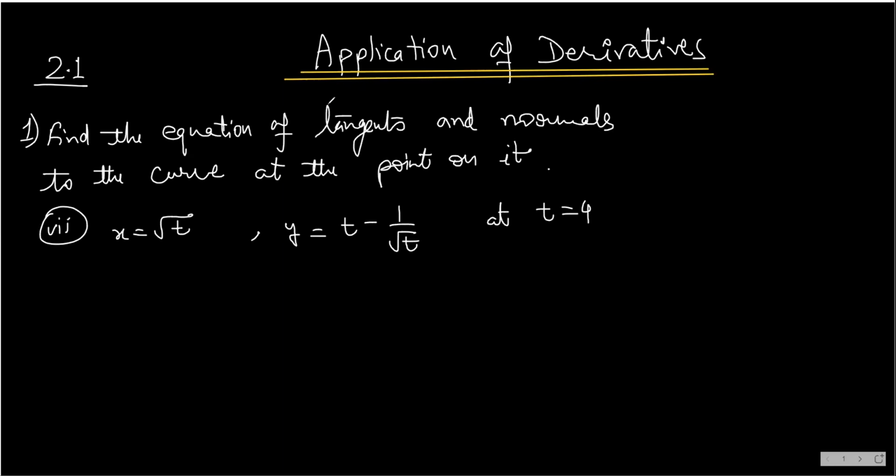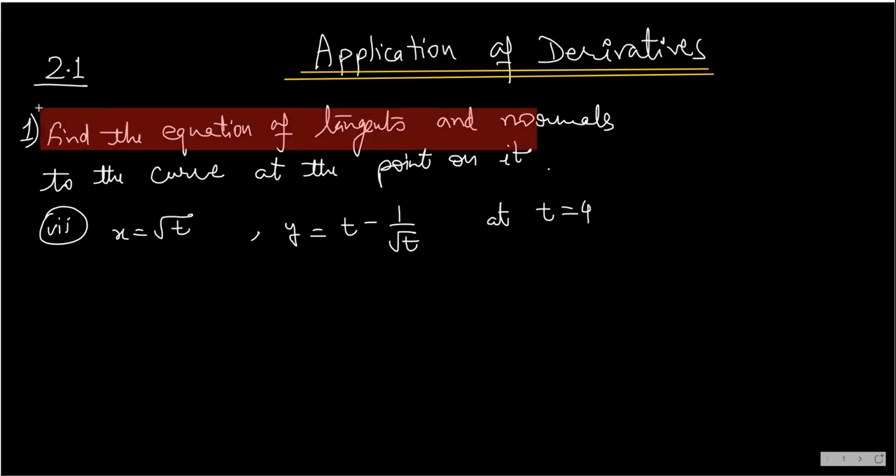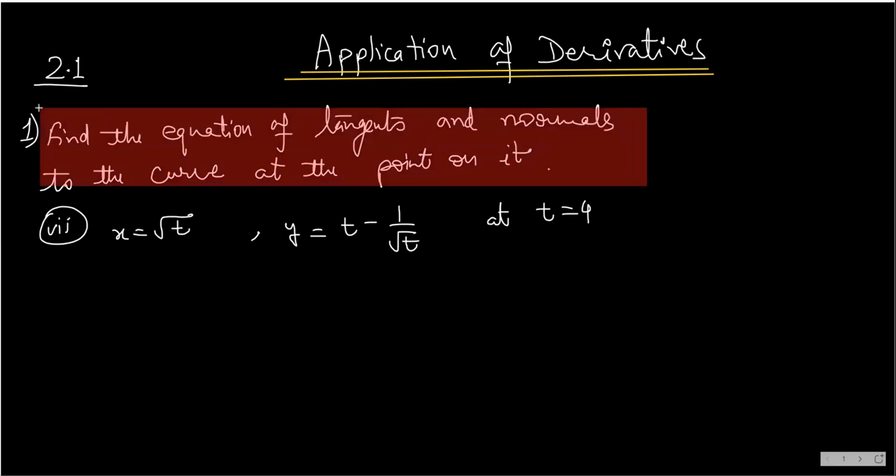So here, students, we are having the second lecture on application of derivatives. In the last lecture, we started with the equation of tangents and normals to a curve. Now, let us solve one more question here. The question is: find the equation of tangent and normal to the curve at the point on it.